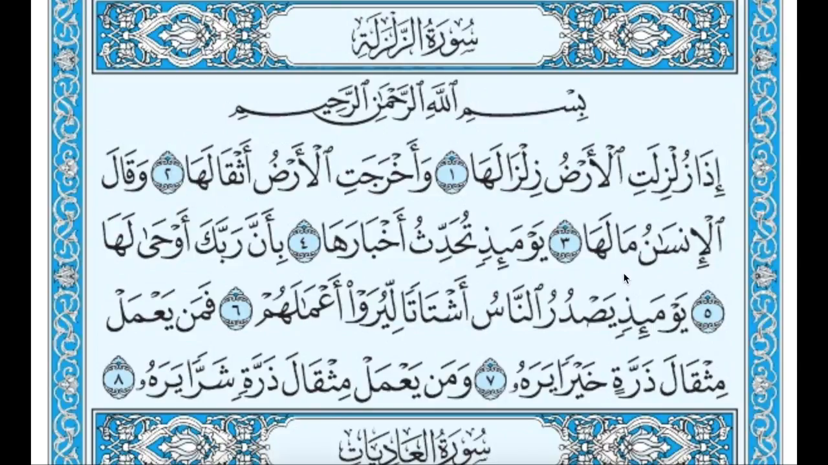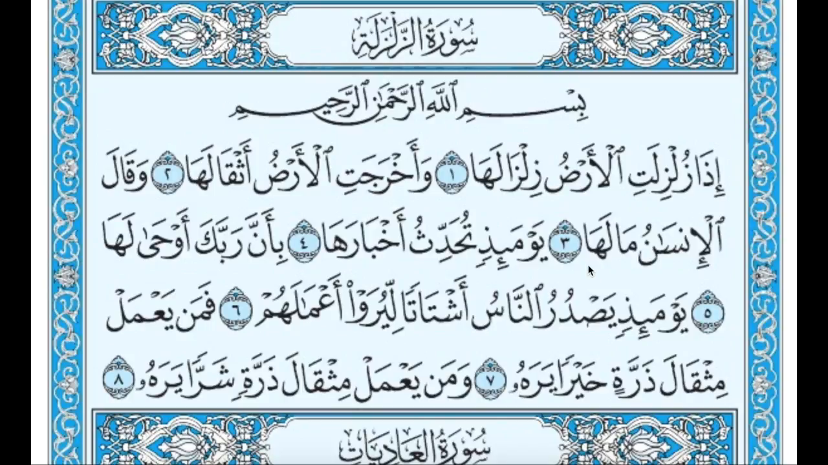وَقَالَ الْإِنسَانُ مَا لَهَا. Qala, of course, appears in the Quran more than any other word. It appears over 800 times, about 805 times. Qala. So you get used to this word too. Qala. Alright? Said. And who said it this time? Al-insan. Here's another lam alif. Alif. Lam alif. Noon. Seen. Dagger alif. Noon. Ma laha.